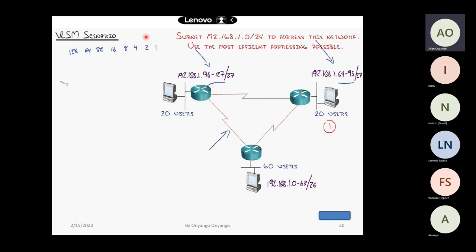So anytime you're given an exact number of 2 hosts, please always take the next one, which is going to be 4, which is 2 to the power 2. So we take that 2 bits there.